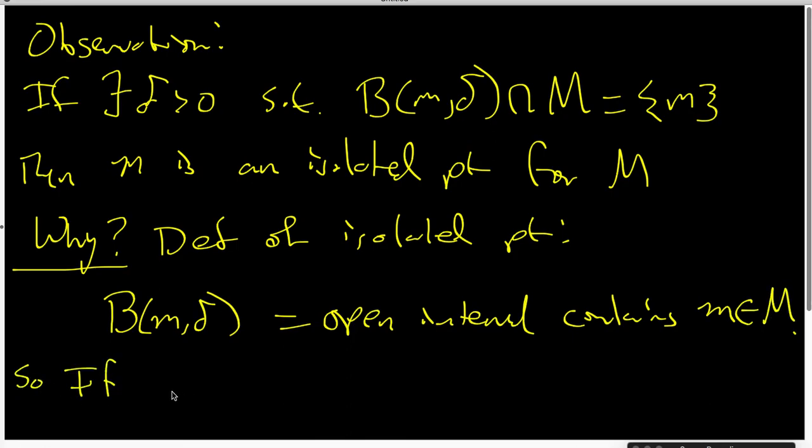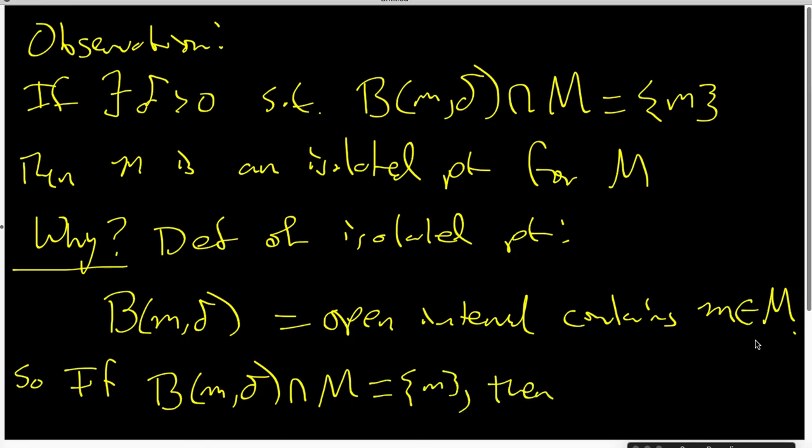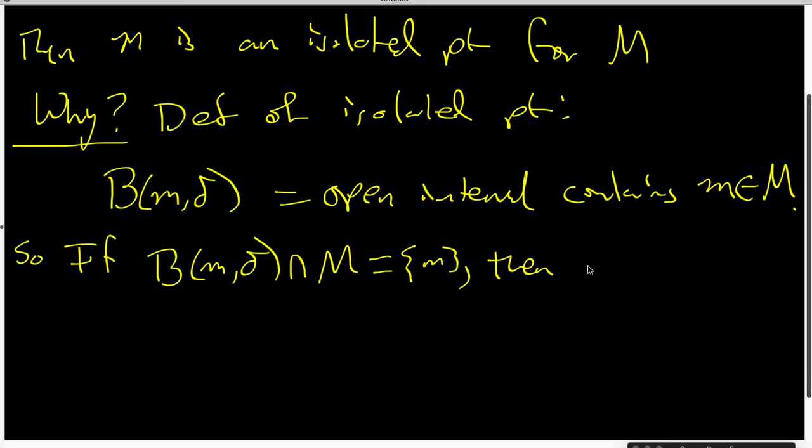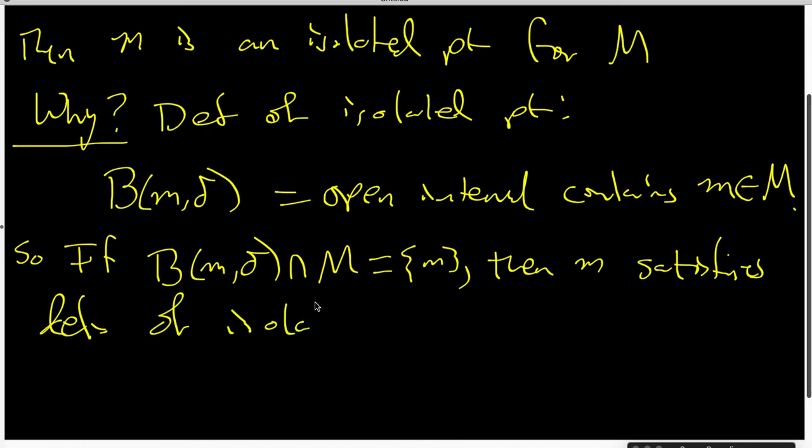So if that delta ball intersected with capital M is just the singleton point little m, then we've satisfied the definition of isolated point. So m satisfies the definition of isolated point because we have found an open interval where the intersection of the set capital M and the open interval is just the singleton point. And so we're actually done.